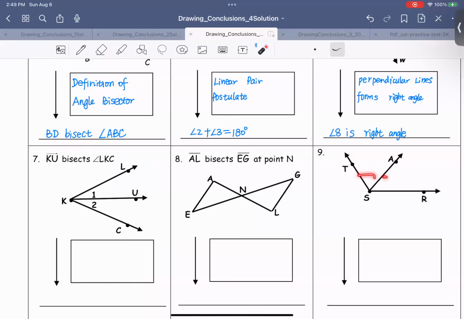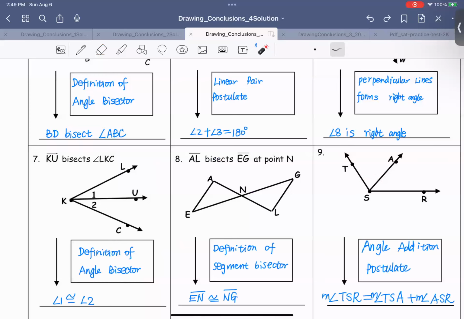You have this angle plus this angle equals this angle, correct? Yeah. This is called what? Definition of supplementary. I didn't show you this. This is called angle addition postulate. I don't know why the thing I teach you just now, you missed 3 of them.